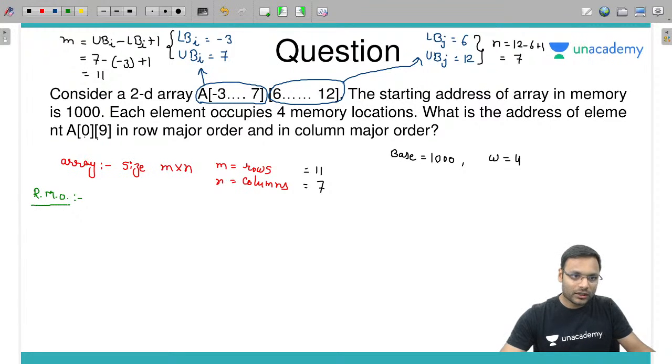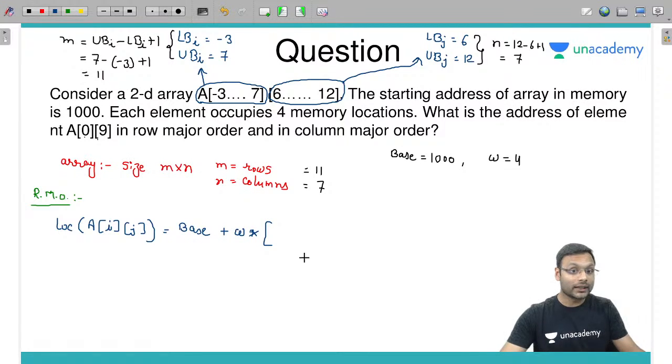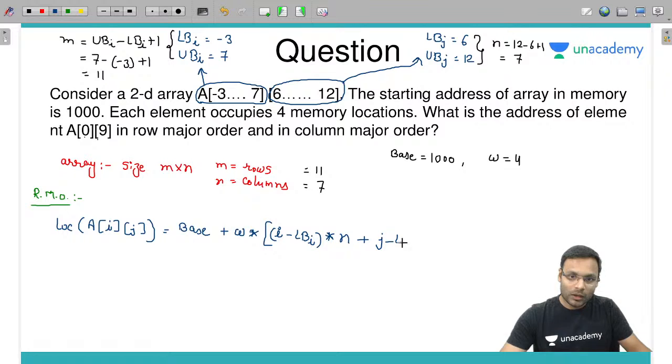Row major order. What is the formula? Formula for location of A of I, J is equal to what? Base plus W into I minus lower bound of I, into number of columns n, plus j minus lower bound of j.